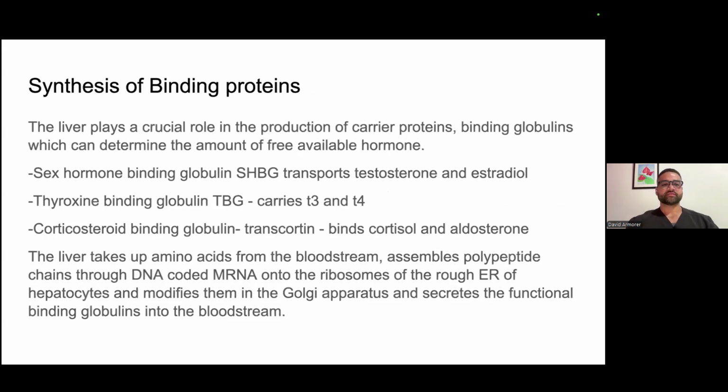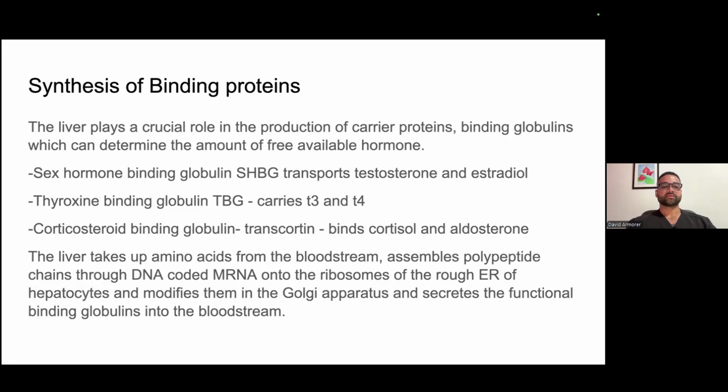In terms of the synthesis of the binding proteins, the liver plays a crucial role in the production of carrier proteins, so binding globulins, which can determine the amount of free available hormone. So in terms of the hormones which the liver controls via the production of carrier proteins, you have the sex hormones, so testosterone and estradiol, which the concentrations may be altered by the levels of sex hormone binding globulin, as well as the thyroxine binding globulin, which would carry T3 and T4. As well, you have your corticosteroid binding globulin, which is known as transcortin, which would bind the cortisol and aldosterone.